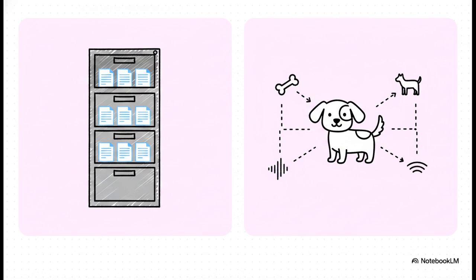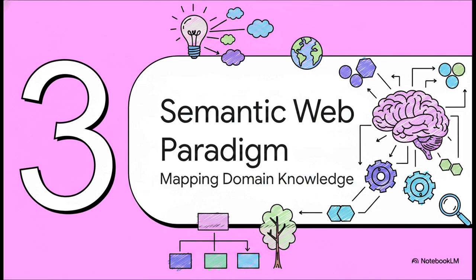It's kind of like the difference between just pointing at a picture of a dog versus actively understanding that a dog is an animal, it's a pet, and it barks. Making that leap from syntactic to semantic, that changes absolutely everything. Let's explore Section 3, the Semantic Web paradigm.